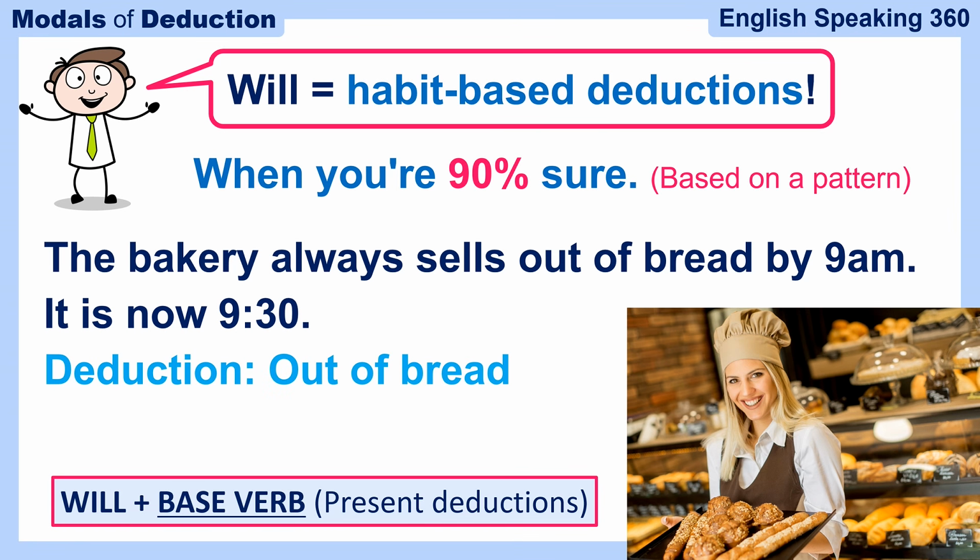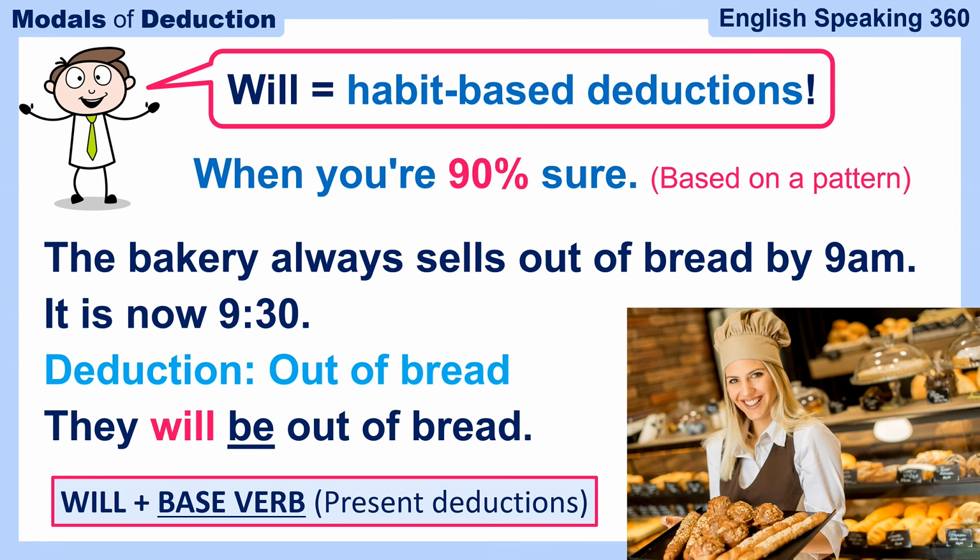But you're 90% sure. You cannot say 100% sure they are out of bread because it might happen that they still have bread. You don't know. You're not 100% sure. So, you can say they will be out of bread or they will be out of bread by now. Will plus be. You see, in this case, it's not that will be, it's they will be out of bread. They means the bakery or the bakery people in this case.